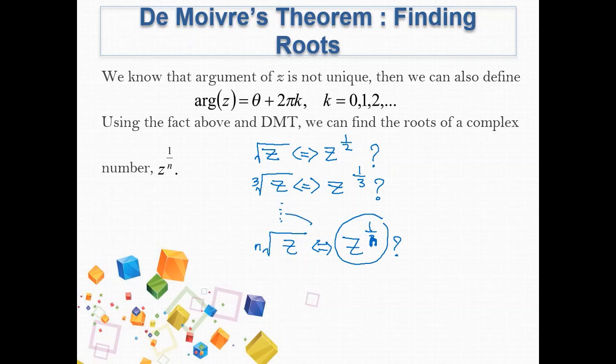Finding the root of z. So we want to simplify things because we want to apply the de Moivre theorem to find the roots. So we write the nth root in this form, so that it is easy for us to apply the de Moivre theorem. Because now it is in the form of z to the power of something.